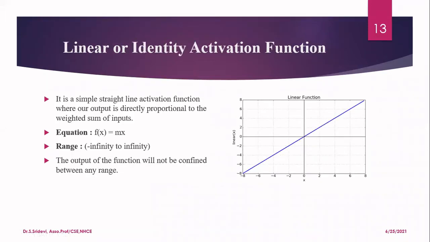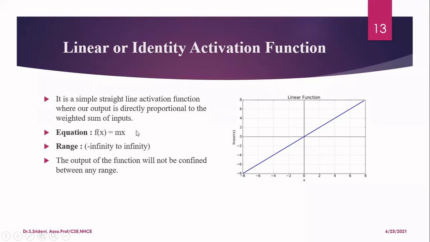Let us see now what the most widely used activation functions are. The basic activation function is the linear or identity activation function. From the name itself, linear means we will get a linear relationship. It is a simple straight line activation function where our output is directly proportional to the weighted sum of the input, because the input of the activation function is the weighted sum. So f of x, the output of the function, is directly proportional to x. That means f of x is equal to m into x.